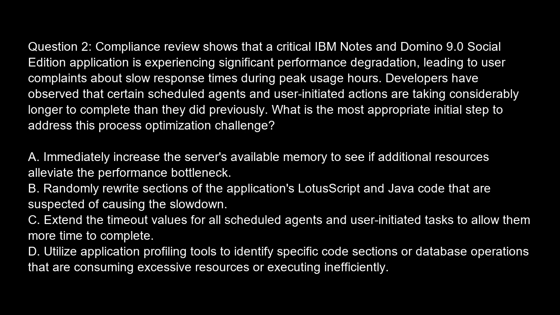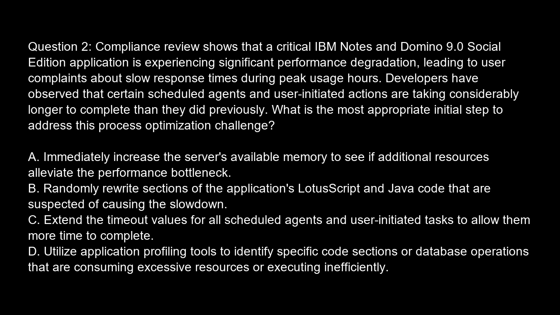Compliance review shows that a critical IBM Notes and Domino 9.0 Social Edition application is experiencing significant performance degradation, leading to user complaints about slow response times during peak usage hours. Developers have observed that certain scheduled agents and user-initiated actions are taking considerably longer to complete than they did previously. What is the most appropriate initial step to address this process optimization challenge?